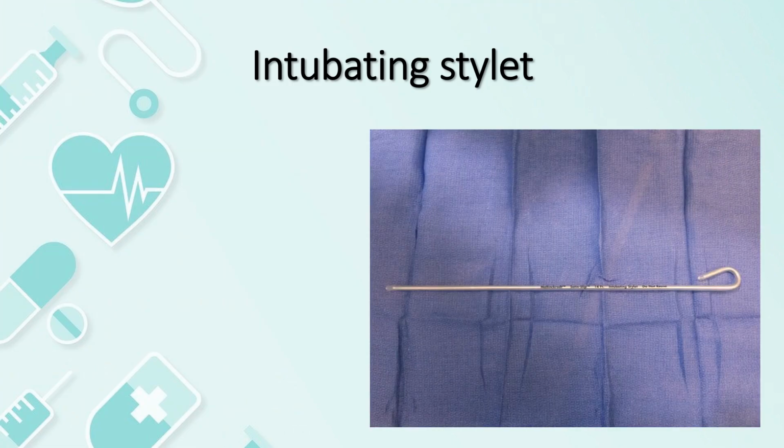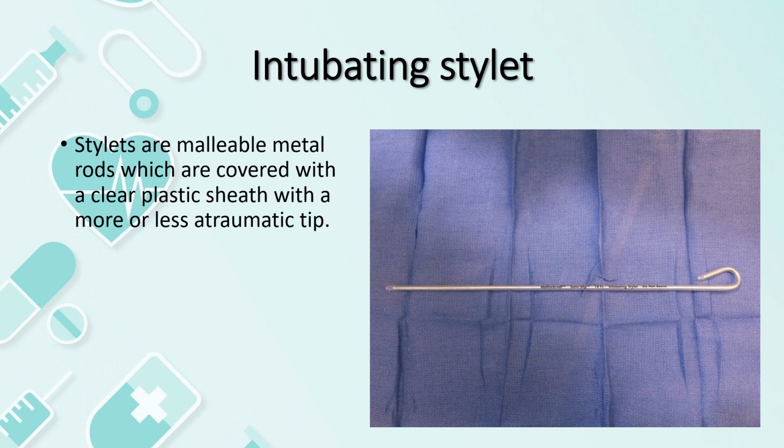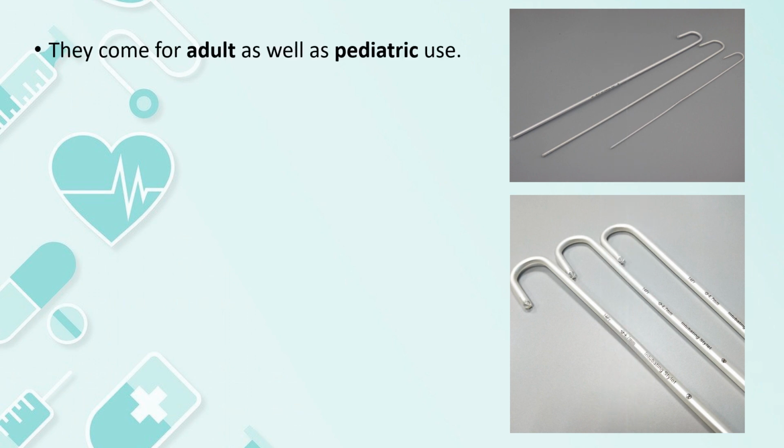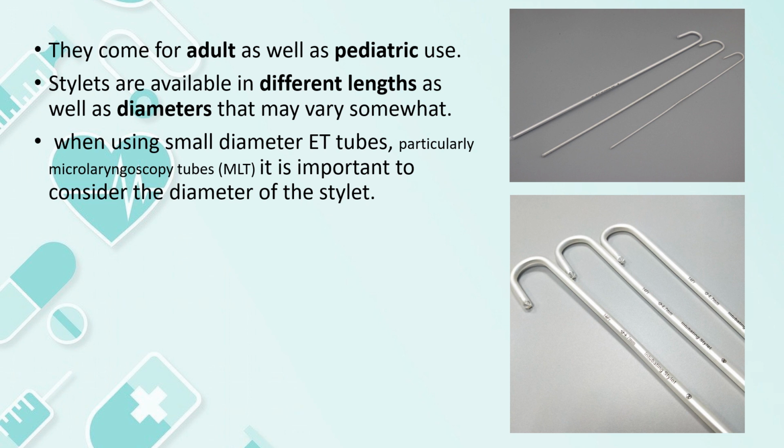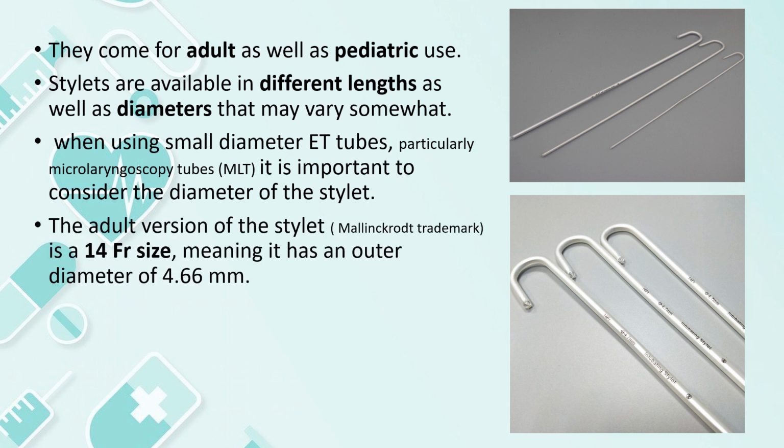The ordinary intubating stylet is a metal rod that is malleable enough to change its shape according to our needs. It is covered with a plastic covering just to decrease its traumatic effect. It comes in different sizes, diameters, and lengths. It has pediatric and adult uses, and can be used for different endotracheal tubes.